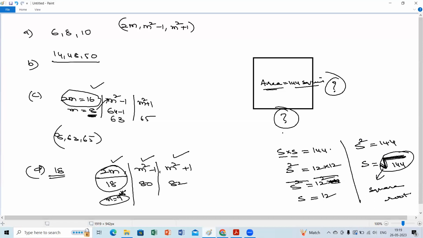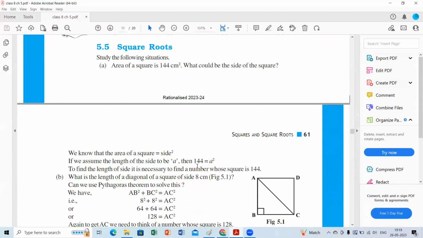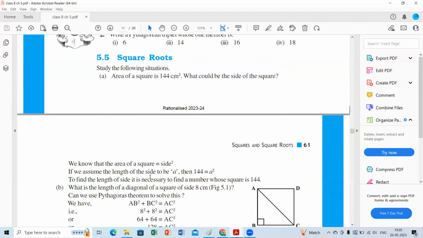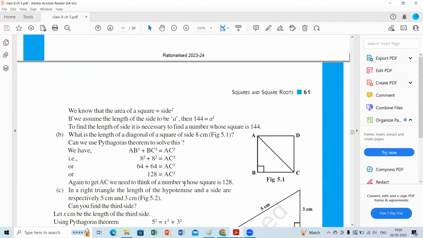So this is the way, it's a simple thing, children. The part we are discussing, we already completed. How are we getting a square? By finding the square root of 144. How are we getting the square root of 144 also? They gave it in different ways, children. You can see here. What is the length of the diagonal of the square of side 8 centimeters? This is another one.